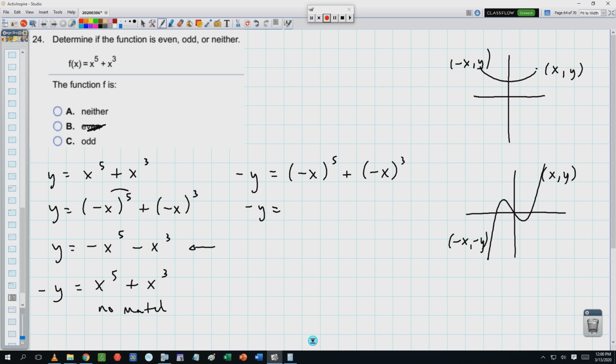The odd powers on those negatives keep those negatives. And we don't have a match yet, but if we go through and change all the signs, which is legal, we're multiplying or dividing, whichever one you want to say, everything by -1, we have a match. This graph has origin symmetry, which makes it an odd function.